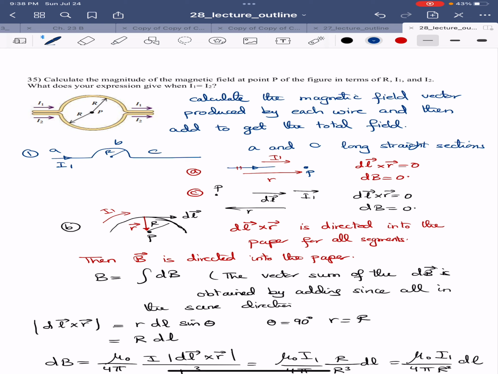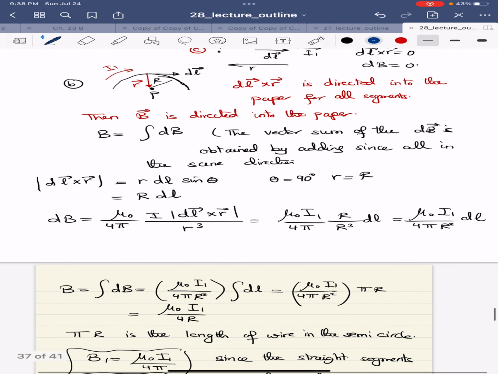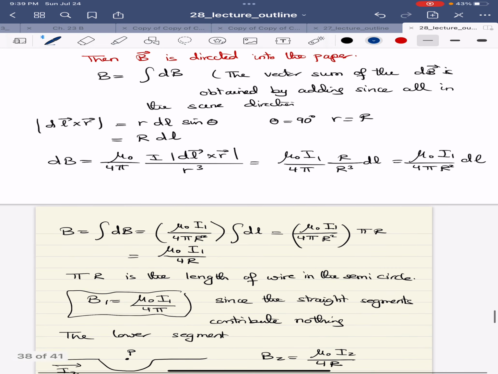Now the vector sum of all of the dB is going to be by adding, since all of them are in the same direction. First, I need to find R dL sine theta, and that is when theta equals 90. R will be uppercase R, then I will say R dL. I will put it here into the expression, and then I will integrate, and then finally, we're going to find that this is going to be mu 0 I1 over 4R, the expression that we are going to find for the magnetic field at the point B.